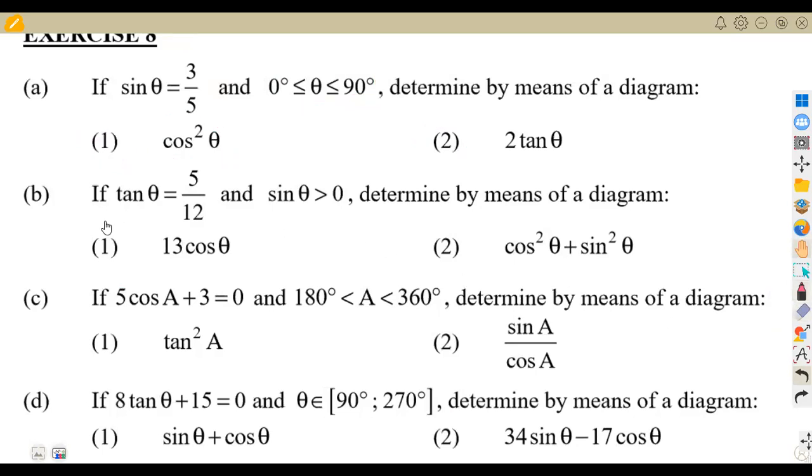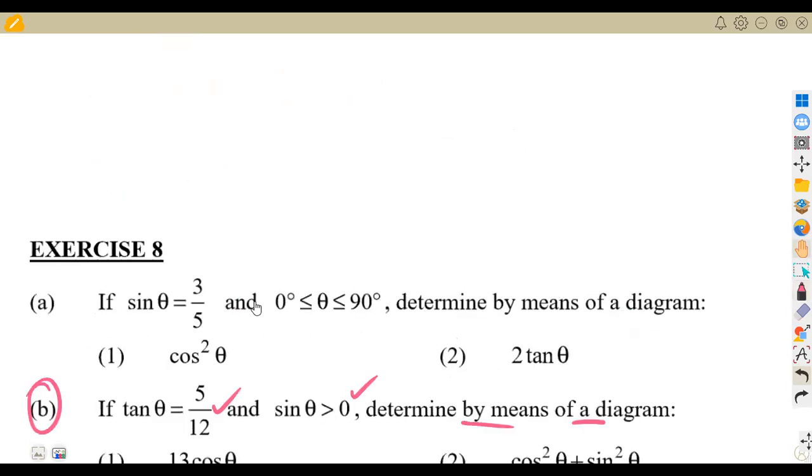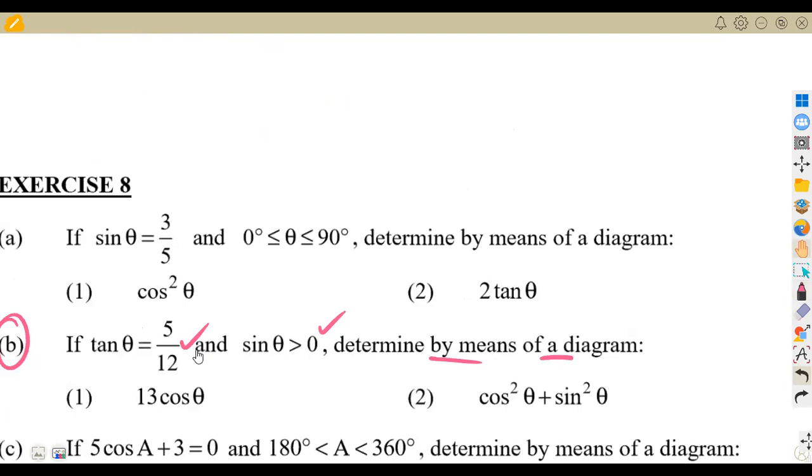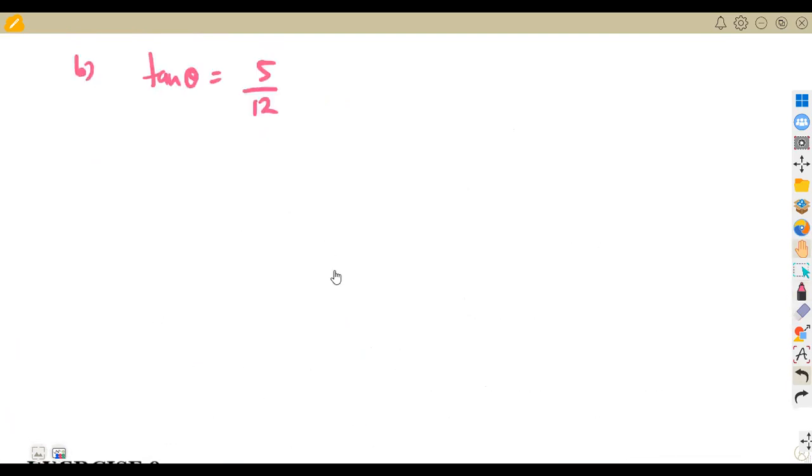This time they're saying, on B here, the tan of theta is 5 over 12 and sine theta is greater than 0. Determine by means of a diagram these values. All right, let us interpret our information first. The tan of theta is 5 over 12. That is the second question, B. So they are saying the tan of theta is 5 over 12 and sine theta is greater than 0.